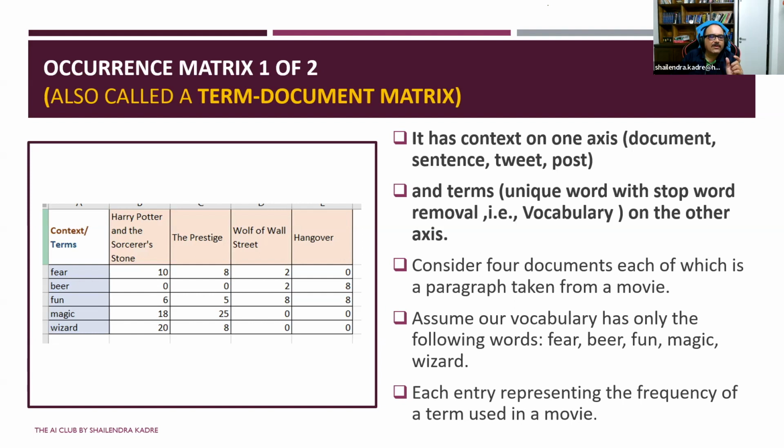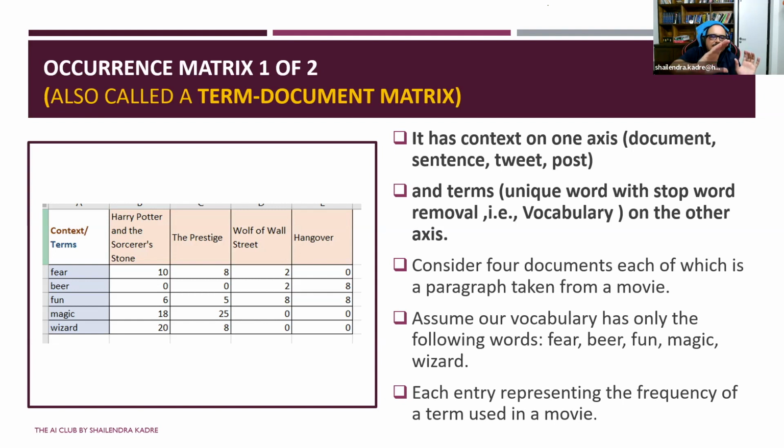Similarly, we see the wizard word. When we talk in the context of Harry Potter, wizard is repeating 20 times. It is quite natural to have the wizard word repeated more times in a Harry Potter magic movie. In the Prestige movie, it is repeating only 8 times. And Wolf of Wall Street and Hangover do not have it.